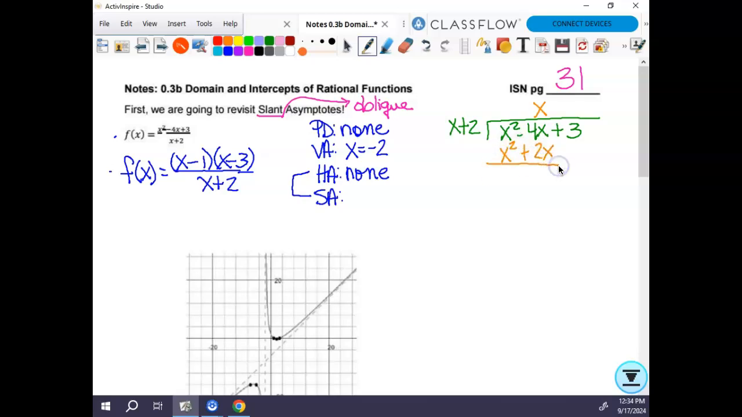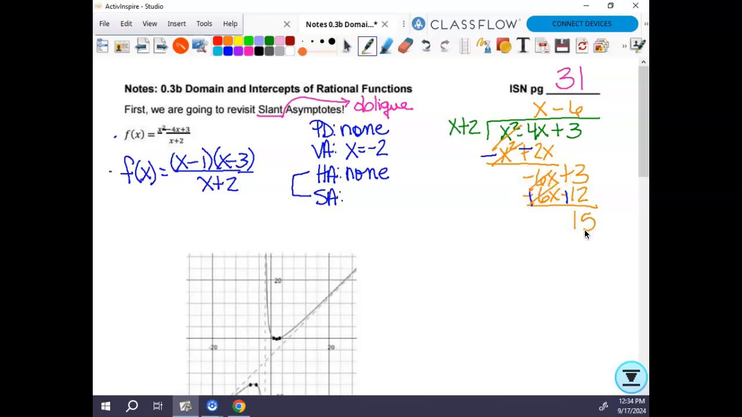What do I do next? Change the signs. Yes, change the signs on that bottom row. Those zero out. This is going to give me -6x plus 3. -6x divided by x, -6. So -6x minus 12. Change the signs on the bottom row. Those zero out, and I'm left with 15.